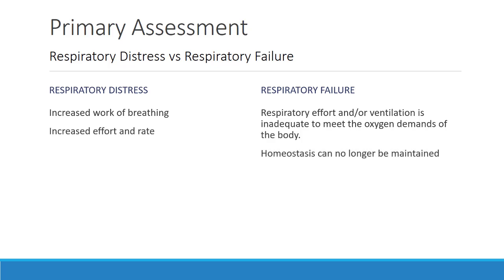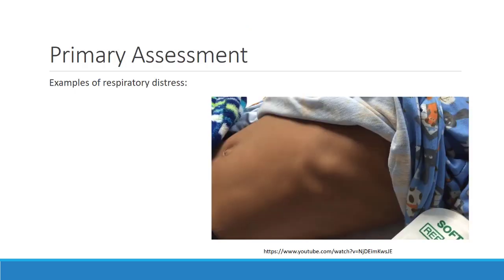With respiratory failure, homeostasis can no longer be maintained. Homeostasis is the condition of the body trying to maintain itself chemically and biologically. The body becomes very hypoxic with respiratory failure. The body can also be hypoxic with respiratory distress as well, but it gets extremely hypoxic with failure.